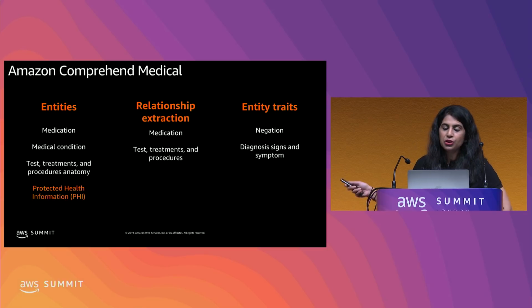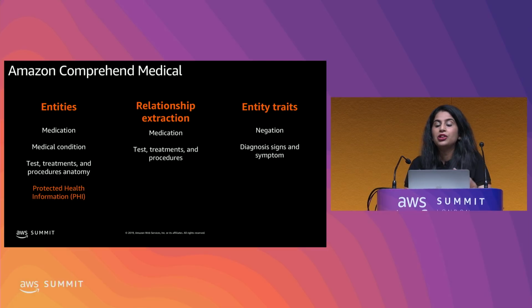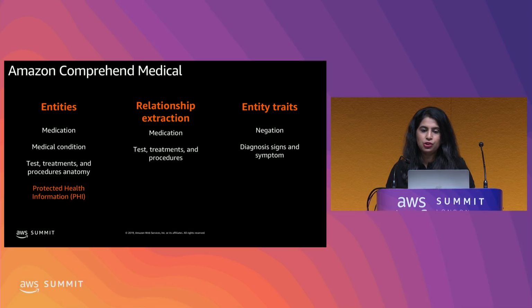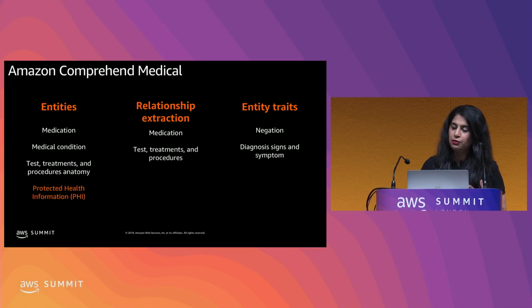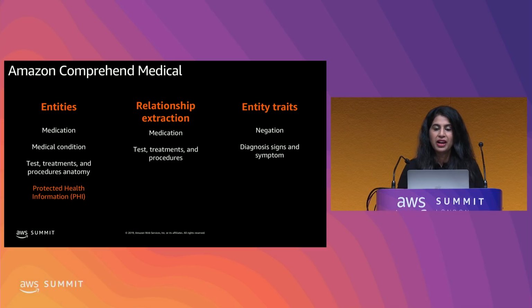So moving on to Amazon Comprehend Medical, which is an extension of Amazon Comprehend. It uses advanced machine learning models to accurately and quickly identify medical information, such as medical condition, medication, dosage, strength, frequency from unstructured data, such as patient notes and clinical trial reports and other electronic health records.